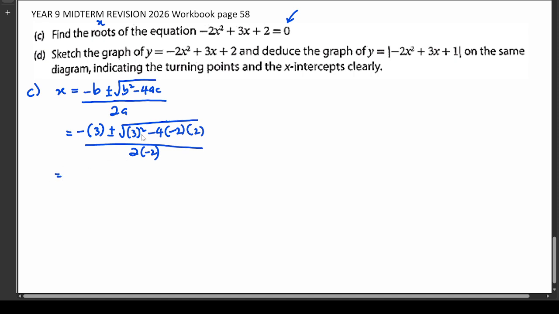Okay, if you substitute in correctly, you should be able to get the answer. So this is 9, this is plus, and this is 16. So square root of 25 over negative 4.